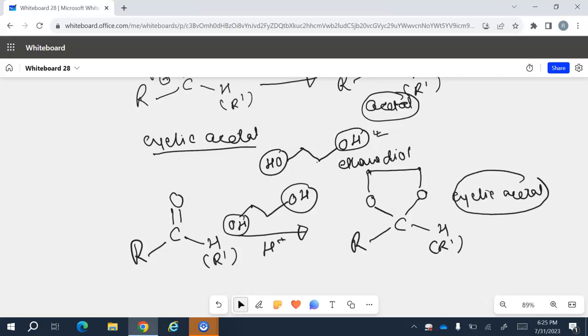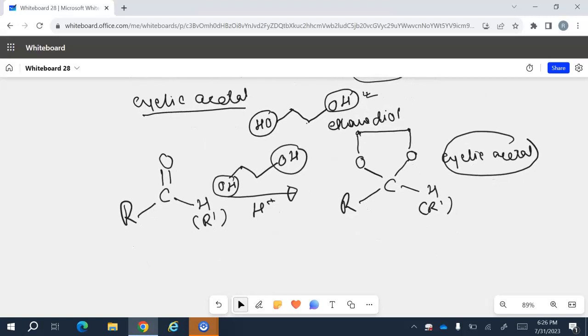And this cyclic acetal has a very big application, because once you make it, you can easily remove it upon hydrolysis. If you do acid hydrolysis, you can remove that.